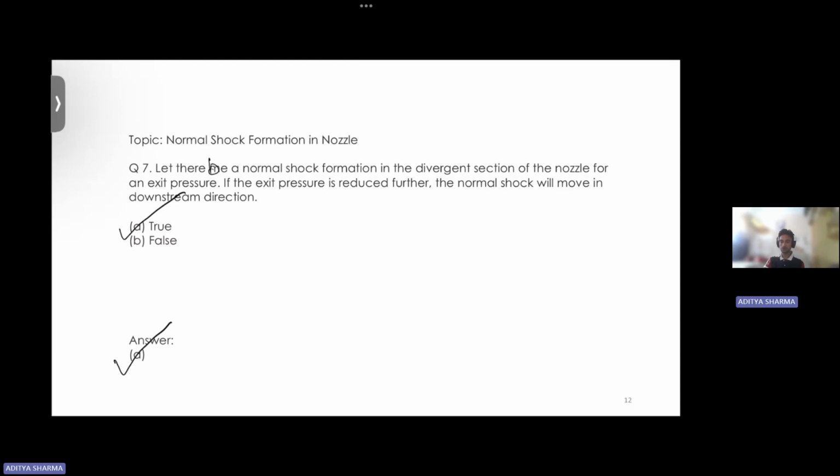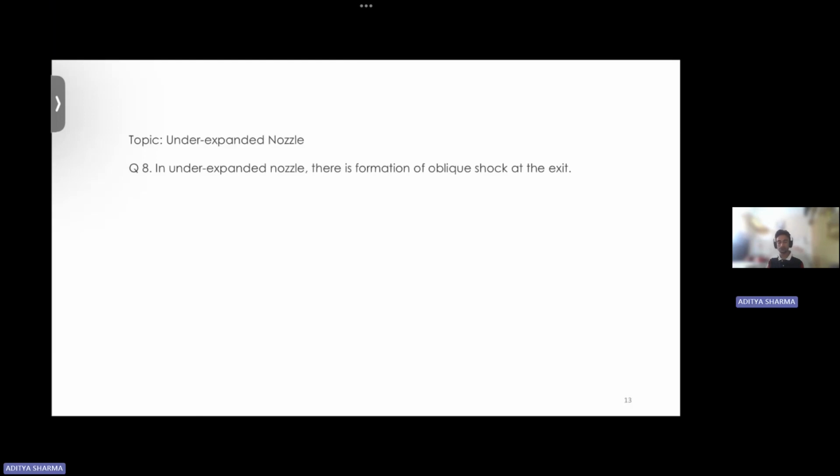So this was question number 7. Let's see question number 8. Question number 8 is from the under expanded nozzle case, and it says, in an under expanded nozzle there is formation of oblique shock at the exit. Straightforward question, right?